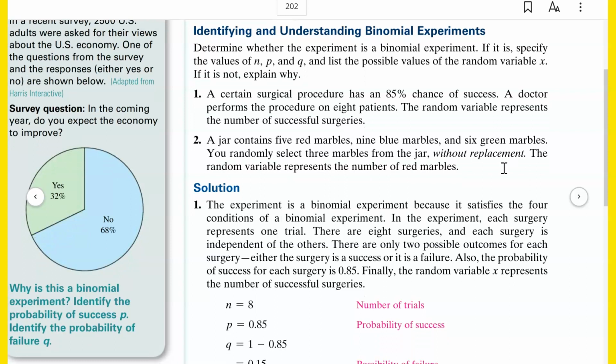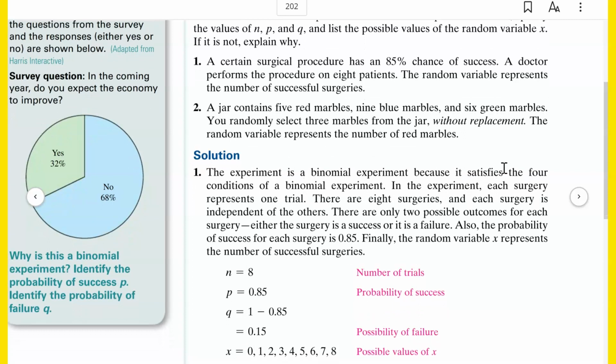Another example. Determine whether the experiment is binomial. If it is, specify the values of N, P, and Q and list the possible values of the random variable X. If it is not, explain why. Number 1, a certain surgical procedure has an 85% chance of success. A doctor performs the procedure on 8 patients. The random variable represents the number of successful surgeries. So is that binomial? The question is, does it satisfy the conditions we talked about earlier? Can we define it as a binomial outcome, where we can say this is failure and this is success? And it is, yes. Is the probability the same on each trial? Yes, it's 85% chance on each trial. This is a binomial experiment.